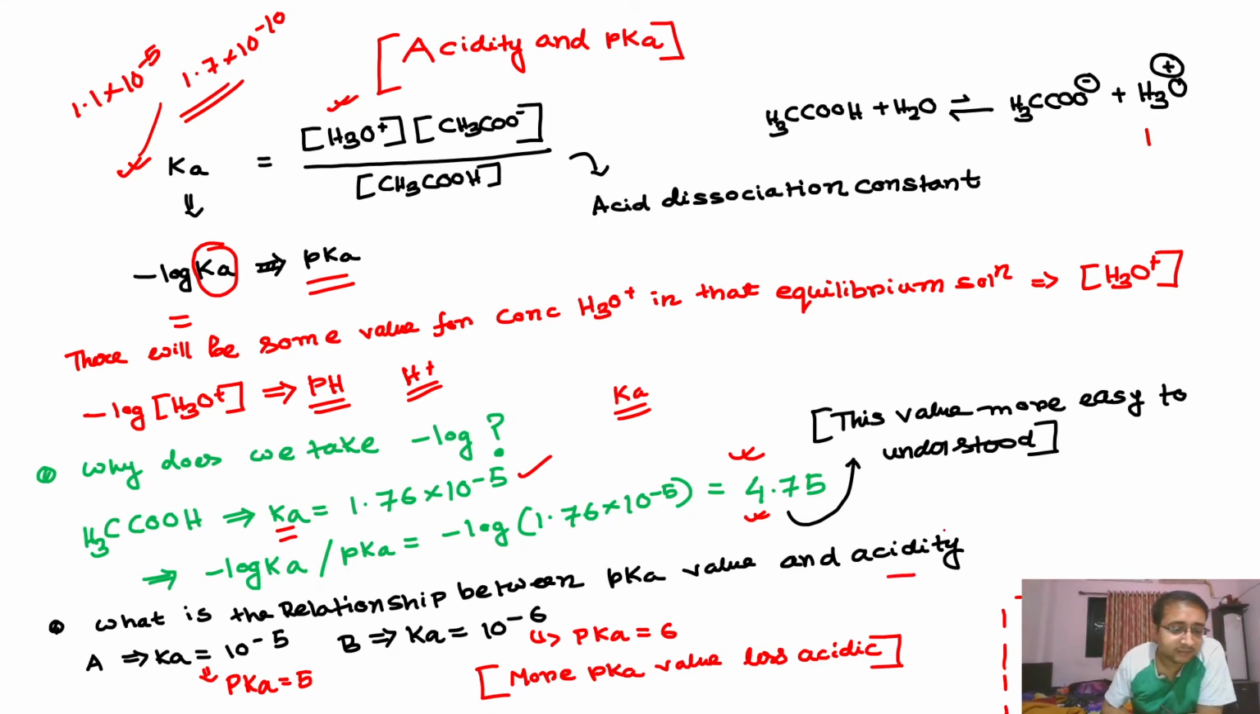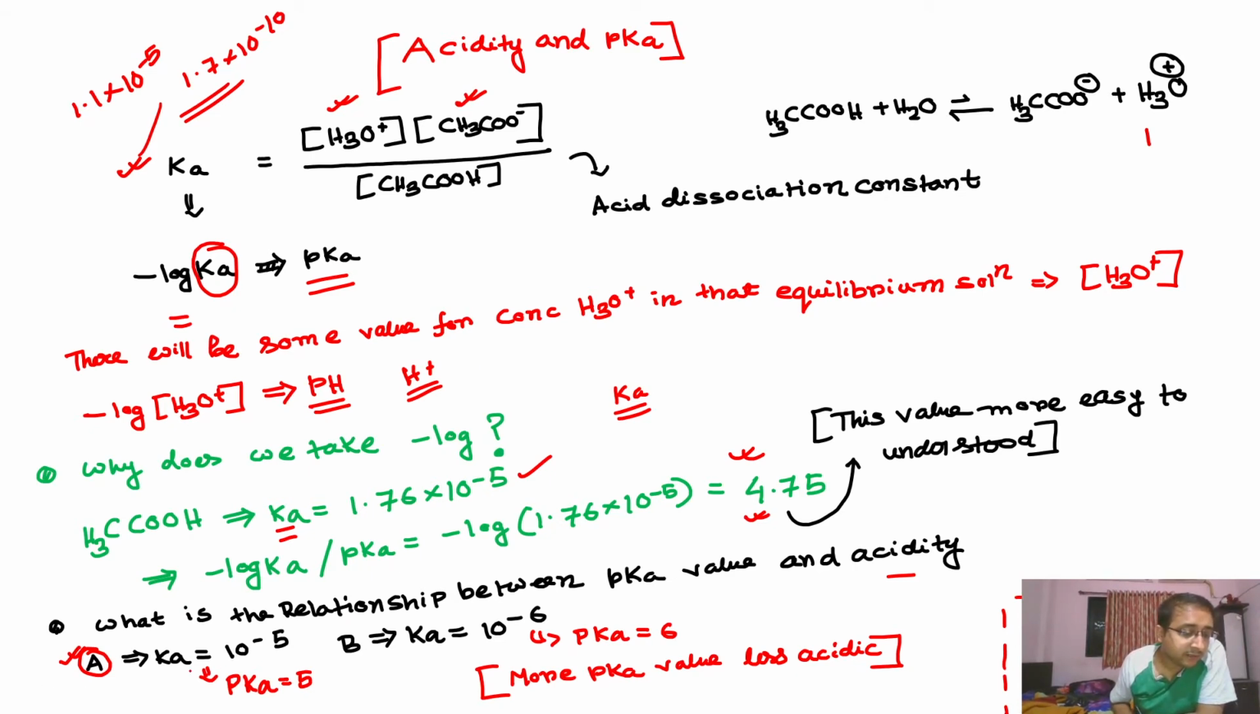Now suppose acid A has an acid dissociation constant value equal to 10⁻⁵. On the other hand, acid B has an acid dissociation constant value equal to 10⁻⁶. If you see these two values, you can easily say that acid A has much higher acidity, because the higher the Ka value, the more will be the concentration of the dissociated species, so we can say that the acid is much stronger.